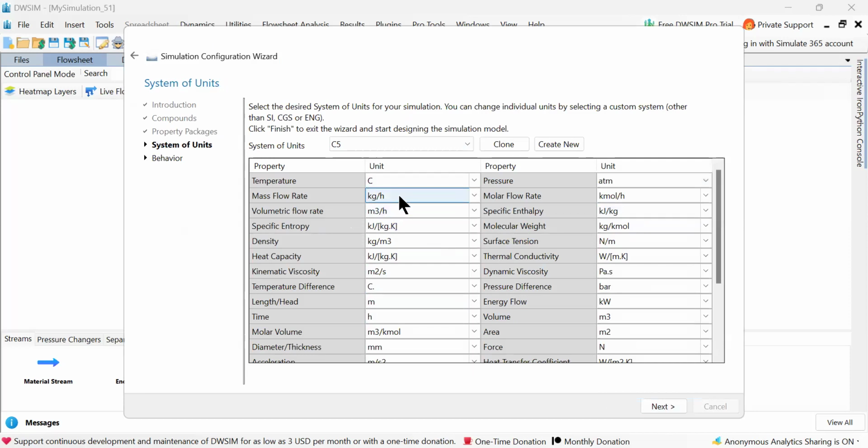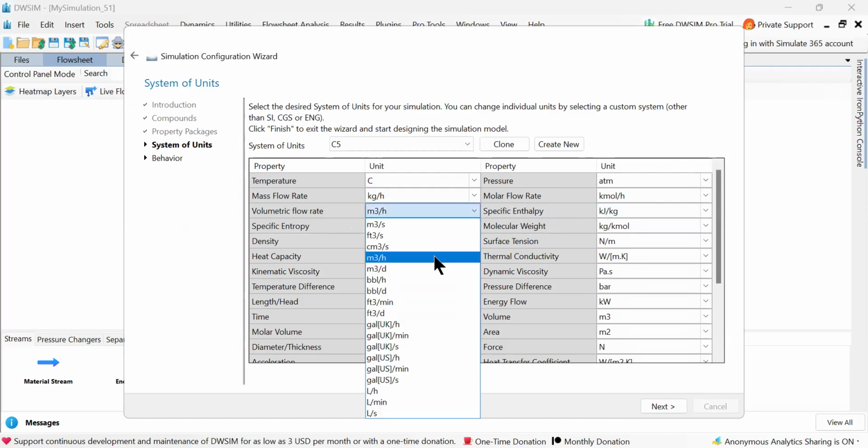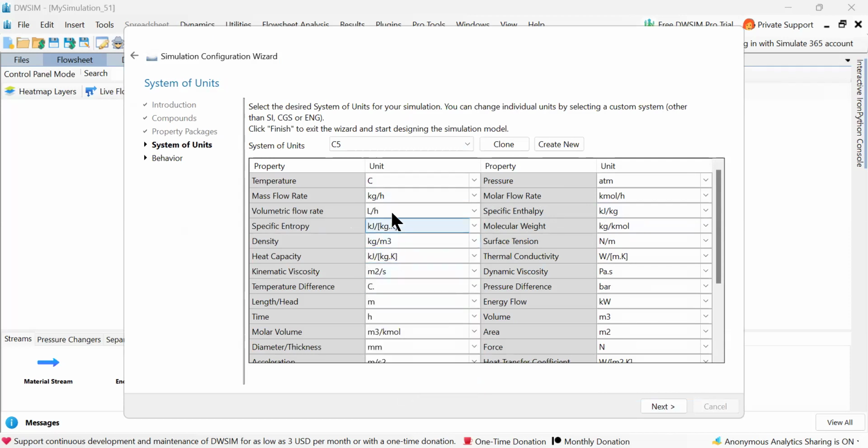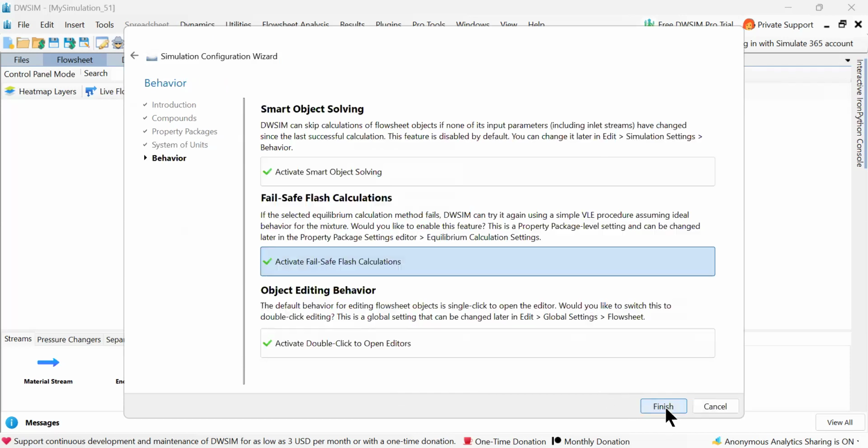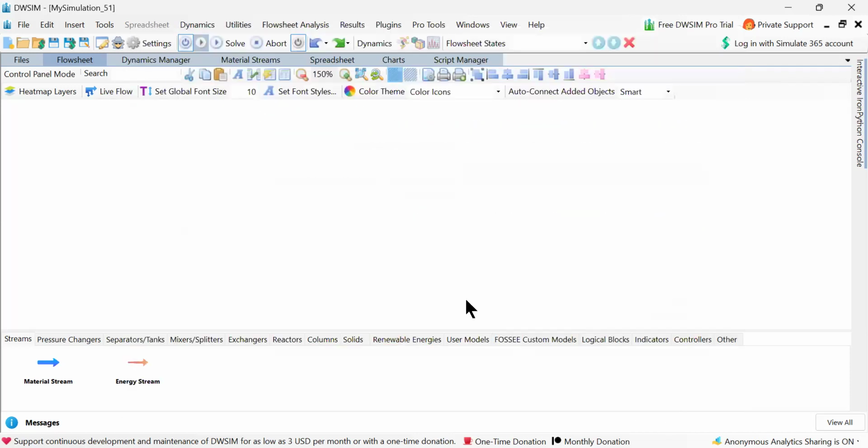I'm keeping temperature in centigrade, and pressure, let us change it to atmosphere for our convenience. Others remain the same: mass flow rate, molar flow rate in kilomoles per hour. Volumetric flow rate is also given; I will try to keep it in liters per hour if it is allowed. So I am taking liters per hour. The rest is all done. So I finished.